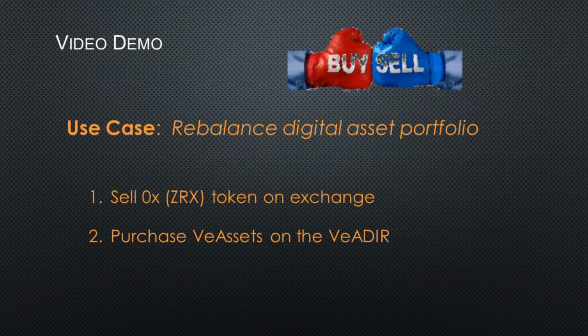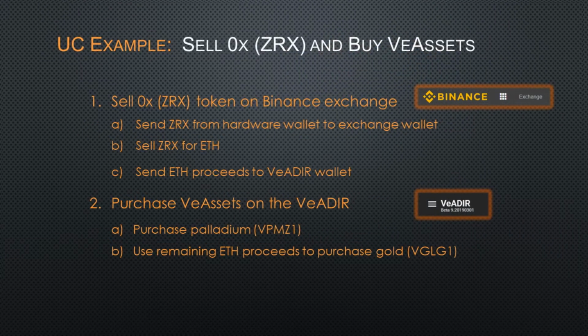To demonstrate this use case, we will rebalance our portfolio by selling a digital asset and replacing it with a VeAsset from the VeADIR. We will use the centralized exchange, Binance, for the first step to sell the overweighted asset. Binance is an international cryptocurrency exchange where we will sell our 0x tokens, and in return receive Ethereum, which we will use to purchase the VeAssets on the VeADIR platform.